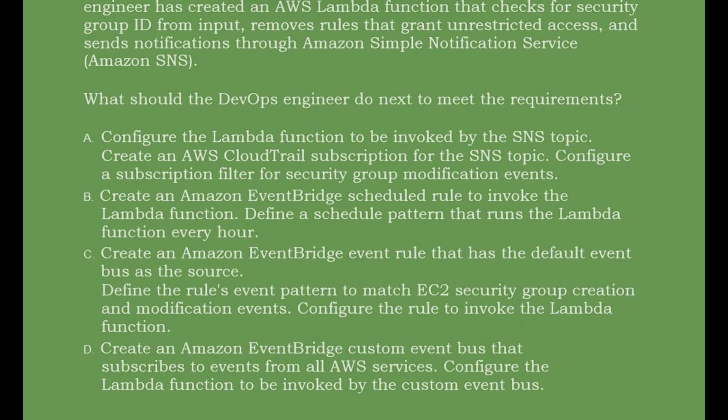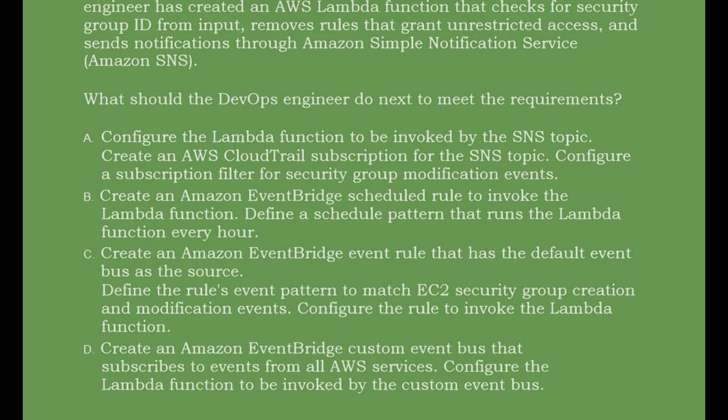Option A. Configure the Lambda function to be invoked by the SNS topic. Create an AWS CloudTrail subscription for the SNS topic. Configure a subscription filter for security group modification events. Option B. Create an Amazon EventBridge scheduled rule to invoke the Lambda function. Define a schedule pattern that runs the Lambda function every hour.